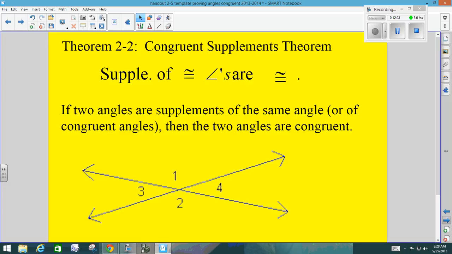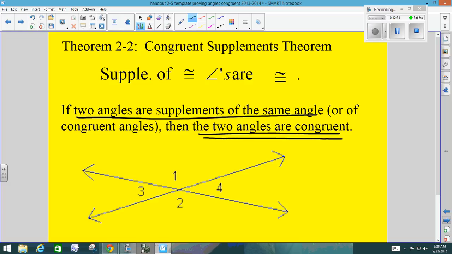This first one's called the congruent supplements theorem, which says, if 2 angles are supplements of the same angle, then the 2 angles are congruent. What does it mean to be a supplement of an angle? Yeah, they add up to 180. So if I have 2 angles, let's say angle 3 and angle 4, and they're supplementary to the same angle, angle 1, because 1 plus 4 would equal 180, and 3 plus 1 would equal 180. So if 2 angles are supplementary to the same angle, then these 2 angles are congruent.